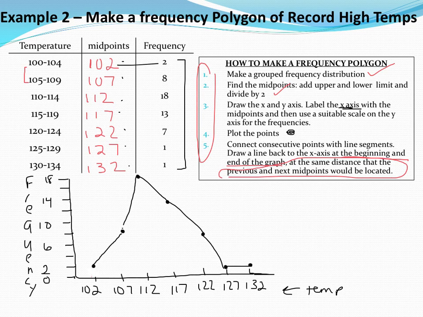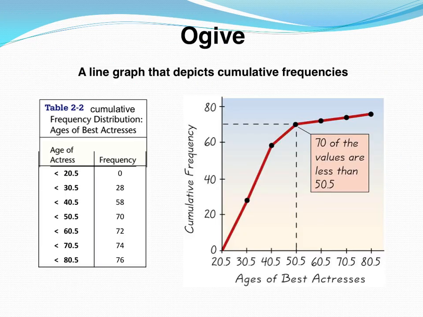What you're going to actually want to do is just connect it about the same distance that you have in between each one. Same thing over here. I'm about this far away, so I'm going to go down. And that would be called a frequency polygon. That's it. Done. The next and the last one we're going to talk about is something called an ogive.